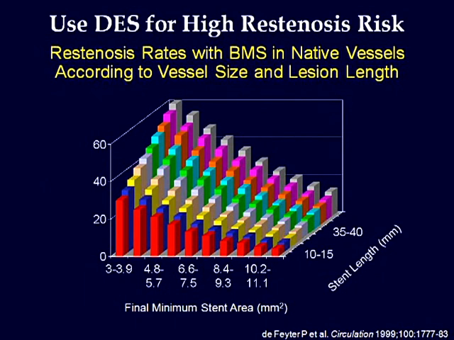Another way to represent this is to combine, again, the vessel size and the stent length. This is a 3-dimensional graph that tells you about the estimated risk of restenosis in native vessels if you were to use a bare metal stent according to 2 simple parameters: vessel size on the horizontal axis and lesion length at the right part of the slide. And you do see that the propensity for restenosis is quite variable. It goes from 2-3%, very low, up to nearly 60% in the very long lesions in small vessels.